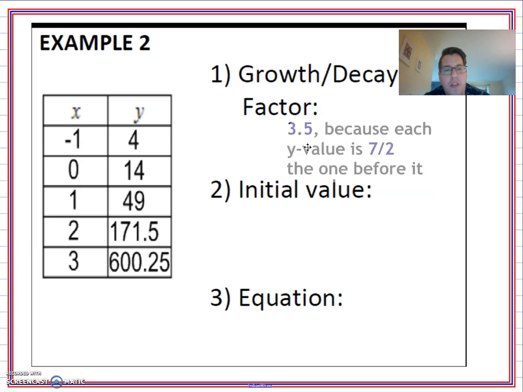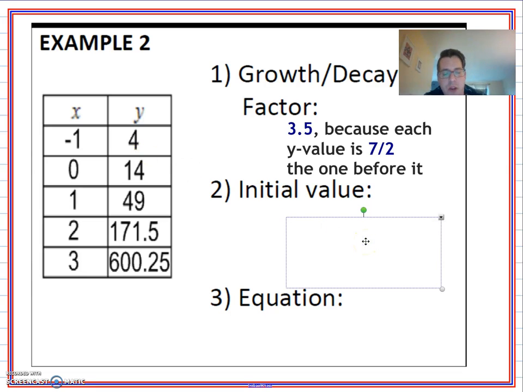When we do that, we find that our factor is 3.5 because each y value is 7 halves the one before it. If you divide 4 by 2 and then multiply by 7, you get 14. If you divide 14 by 2 and then multiply by 7, you get 49.